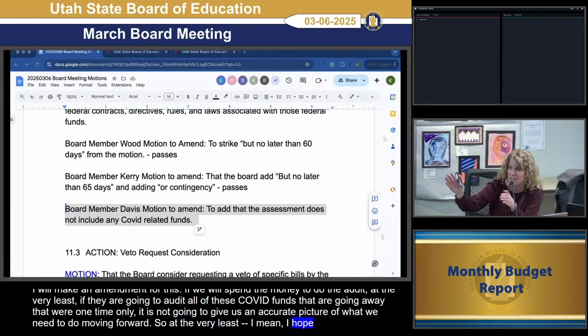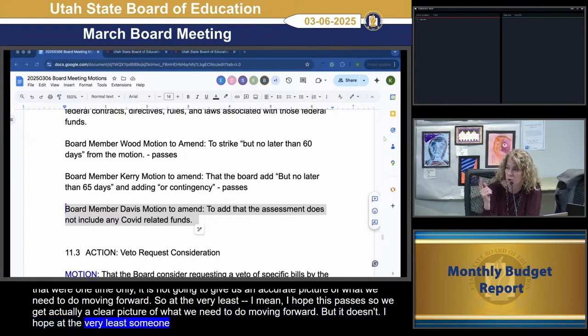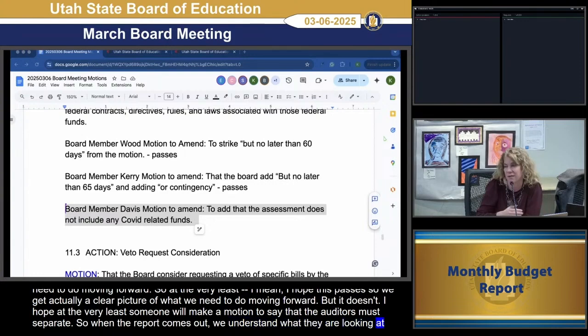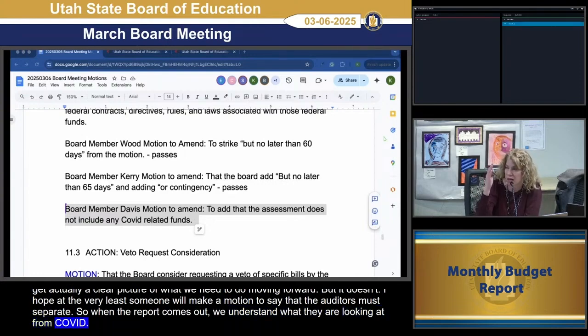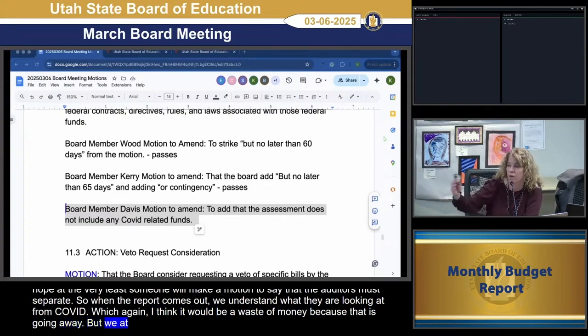But if it doesn't, I hope at the very least then someone else will make a motion to say that the auditors must separate. So when the report comes out, we understand what they're looking at from COVID, which again, I think it'd be a waste of money because that's going away, but we at least have it separated. That money was COVID related. This money is what you're really looking at from here on out and what really impacted education the last few years or forever.